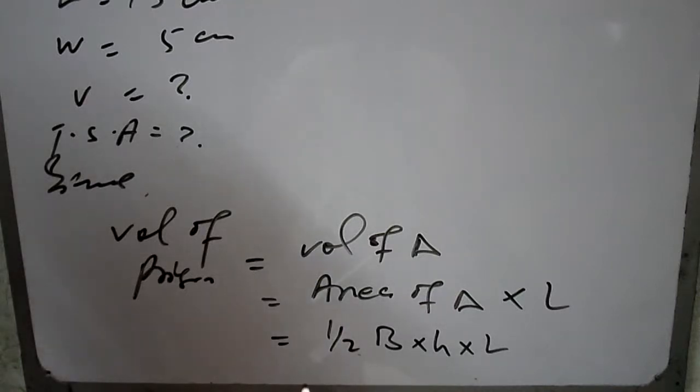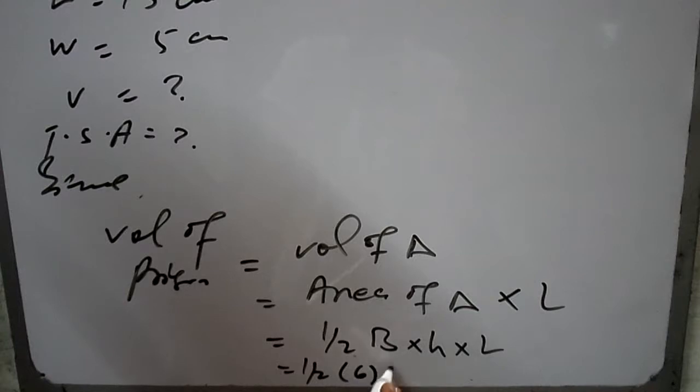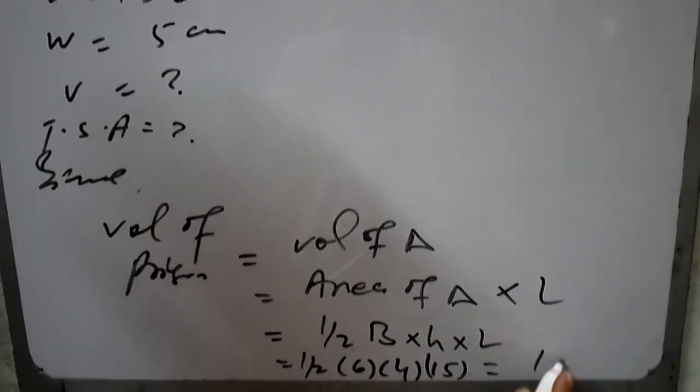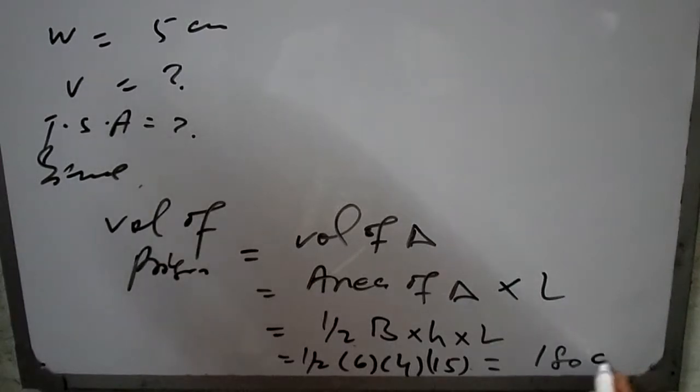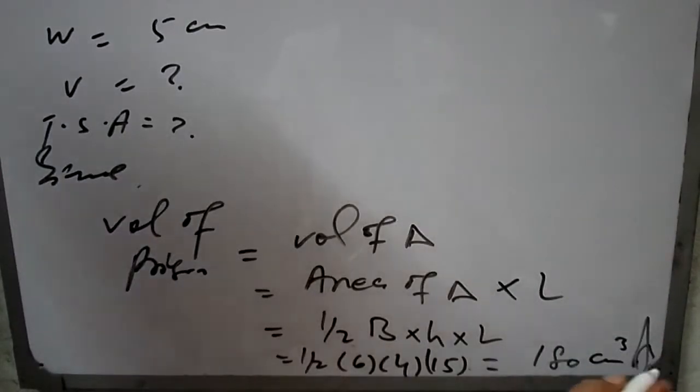So putting the values, that is 6, that is 4, that is 15 length, you will get 180 centimeter cube is your volume.